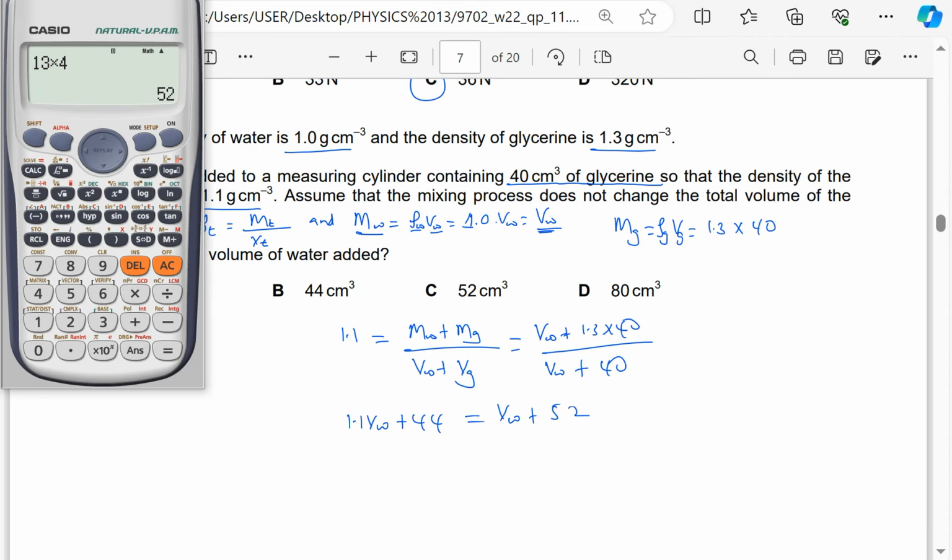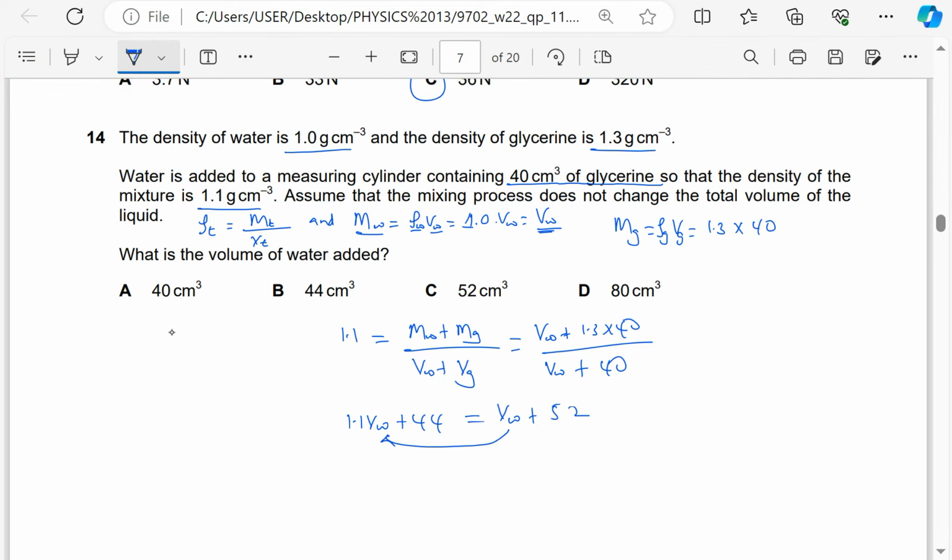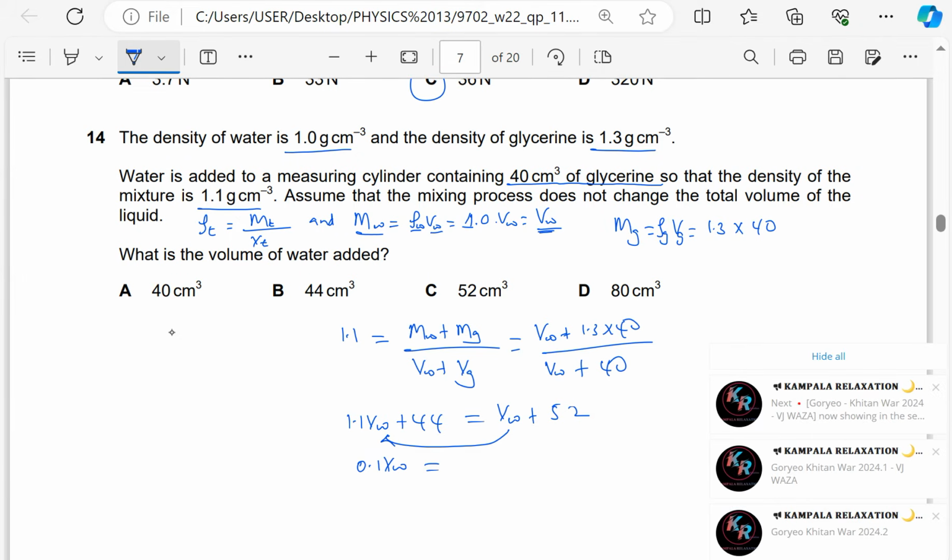I hope I did this correctly. I said 1.1 times 40, which is 44. So collecting like terms, taking this one this side, I have 0.1 VW, taking 44 the other side.